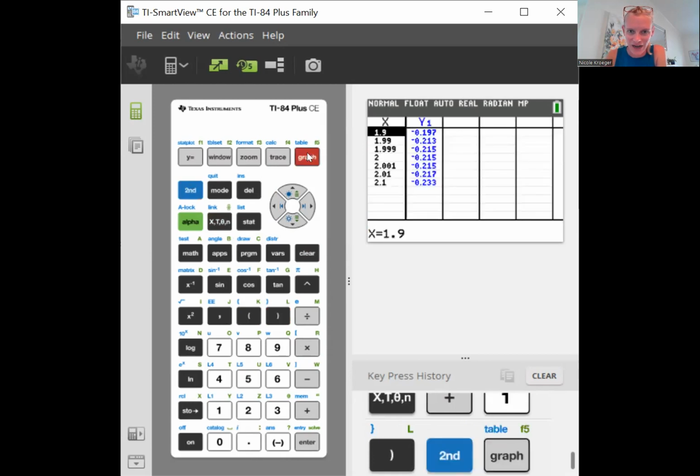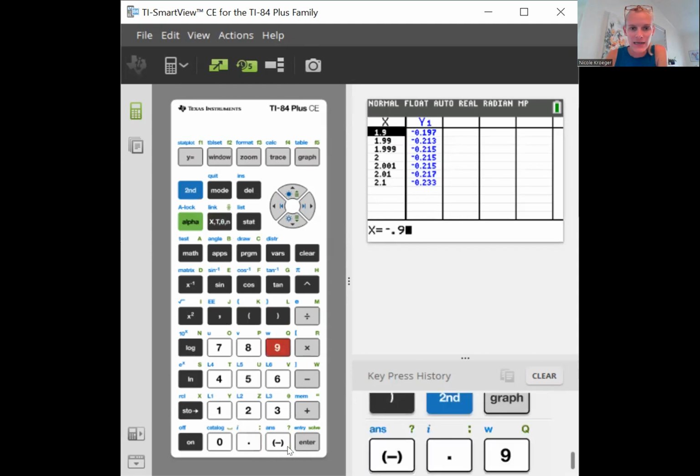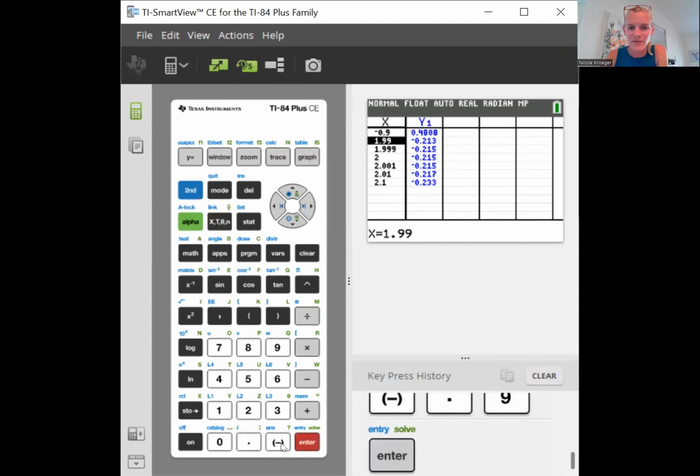Remember, I'm going to second graph to get to the table. I'm going to just have to replace these numbers now. So just on top of that 0.9, I can type in my -0.9. Notice I'm using this negative button down here. That's the one that the calculator expects as a negative. This one it treats as a minus.